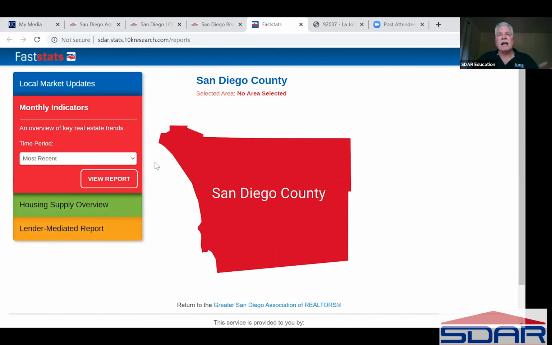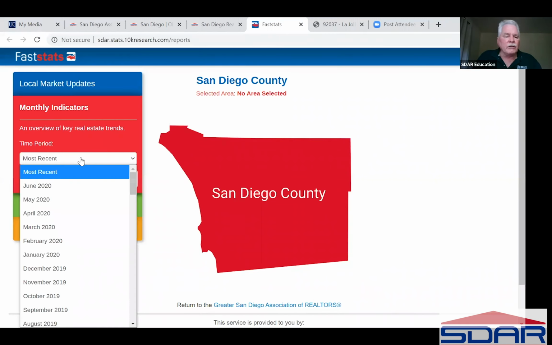But again, I like to look at a barometer of how this works. I've got 41 years in real estate. Sometimes I just lick my finger and put it up in the air to see whichever way the wind is going. I want to know the county generally, so I can look at either my most recent report, or I can go back.